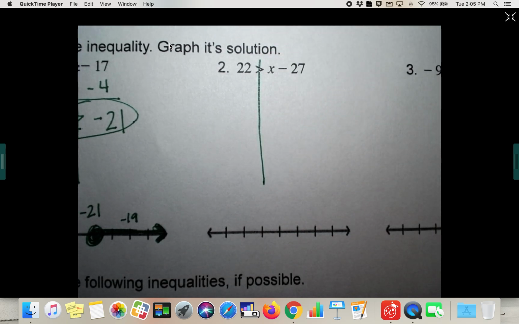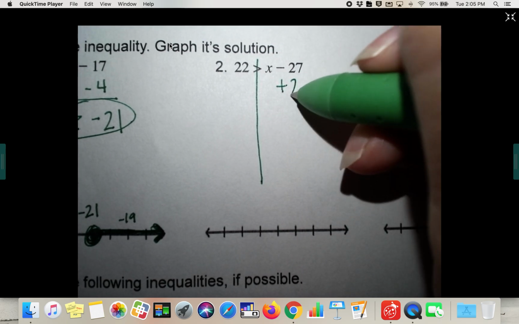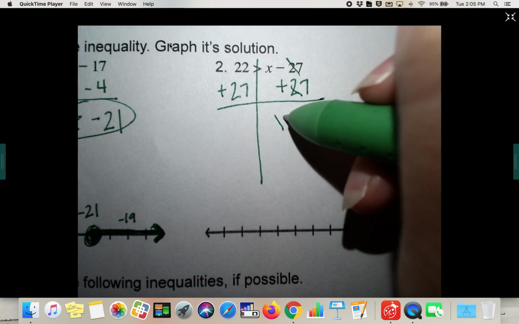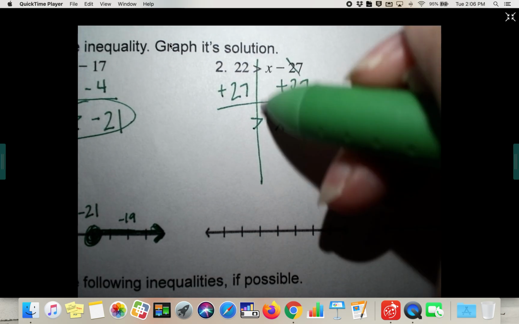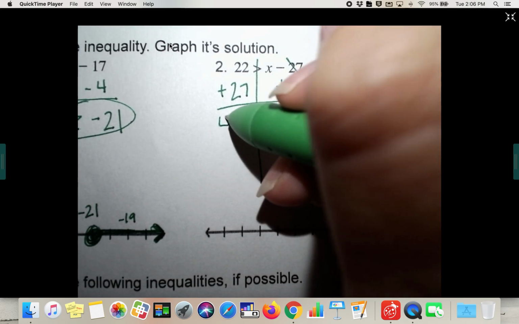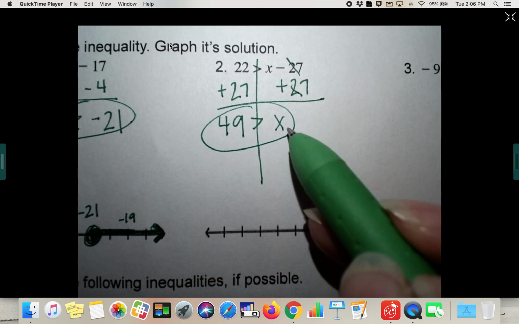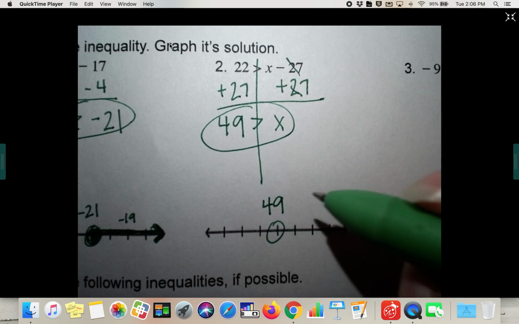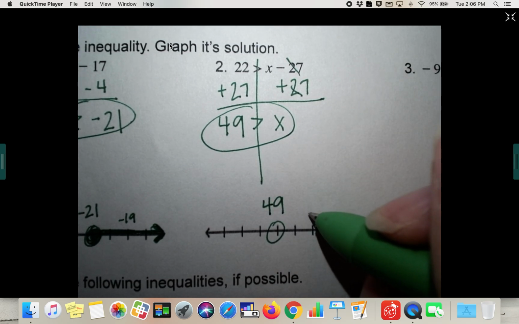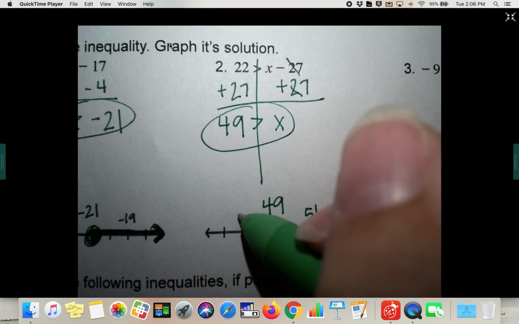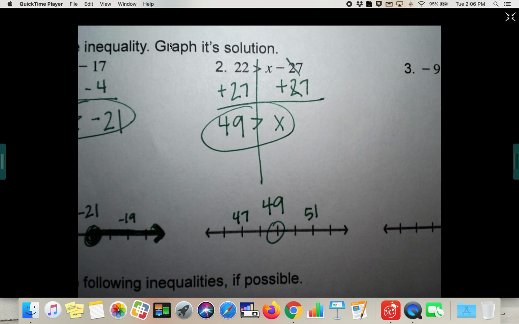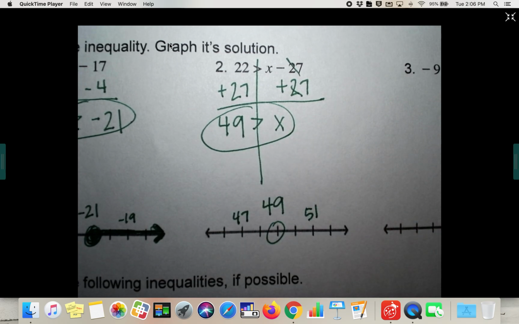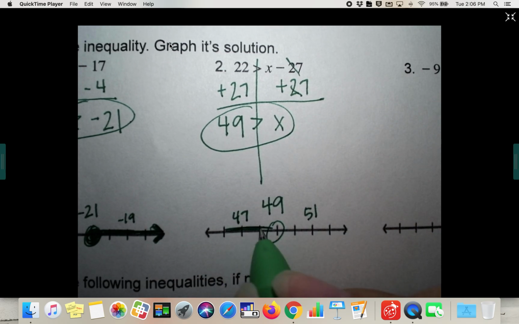X is subtracting 27, so you're going to add 27 on both sides. Bring down your x, bring down your symbol. 22 plus 27 is 49. Remember, you're reading it backwards. You always read from the variable side to the answer. So this is 49. So x is actually less than 49, so you are going to shade to the left.